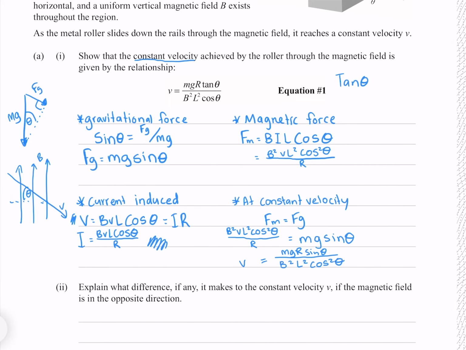Finally, we know that tan theta is equal to sine theta over cosine theta, where we have a sine theta and a cosine theta with one cosine theta left over, meaning that we can substitute in that tan, giving us the equation that we're trying to find.